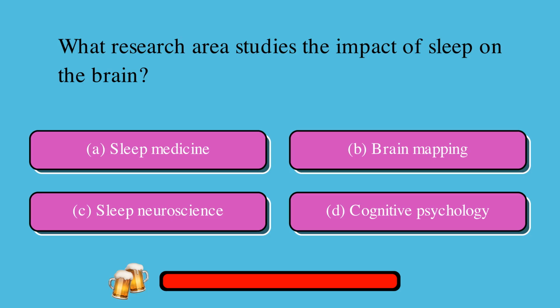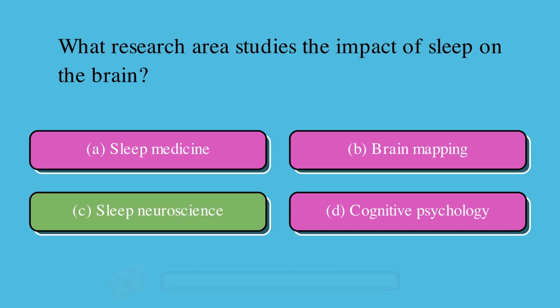What research area studies the impact of sleep on the brain? A. Sleep medicine, or B. Brain mapping, or C. Sleep neuroscience, or D. Cognitive psychology. The correct answer is C. Sleep neuroscience.